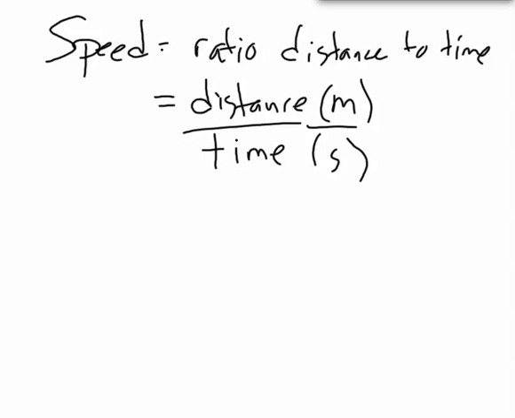So when I said earlier how I want you to do the formula, that's how I want you to do it. You should do it s equals d over t. And that's how you do it. And that's always going to be meters over second. Speed's in meters per second.